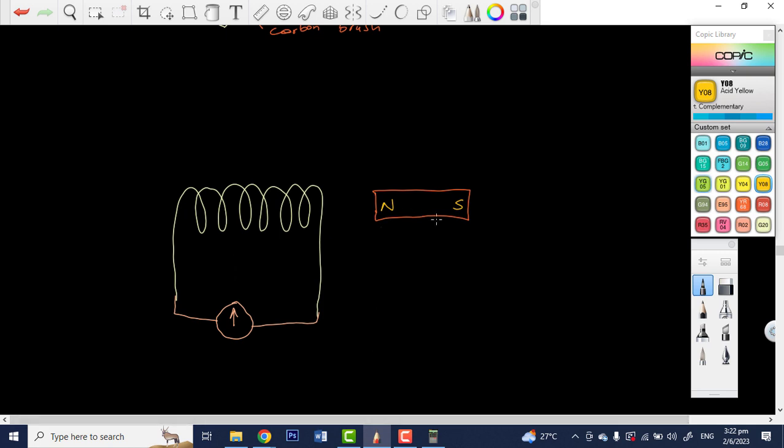So now, what the question says is that we draw the north pole of the magnet. Let's look at A first. We're considering that the north pole is pushed into the coil. So first, we're going to push the north pole of this magnet into the coil, into this solenoid right here.